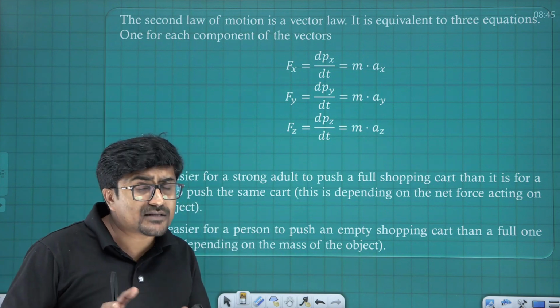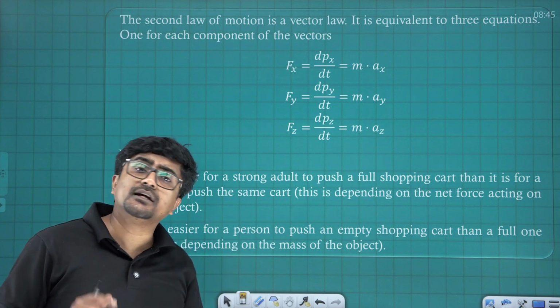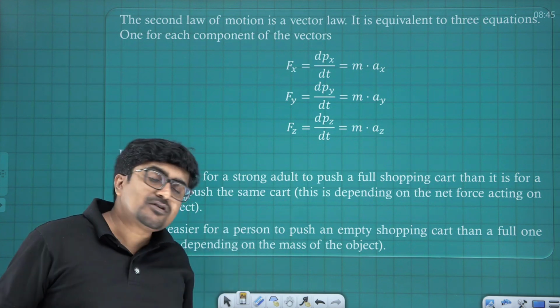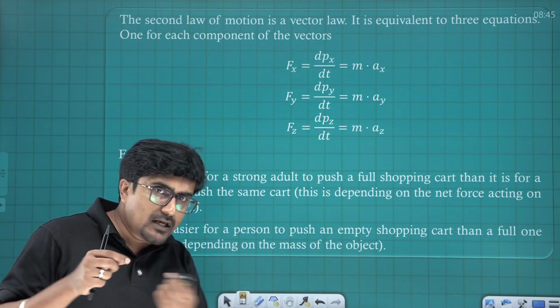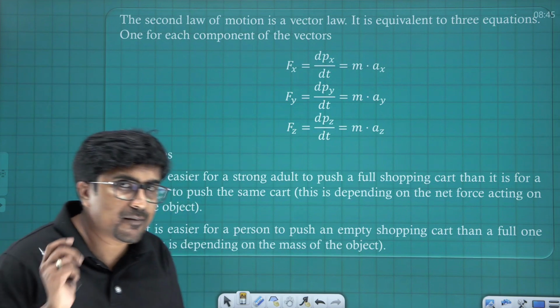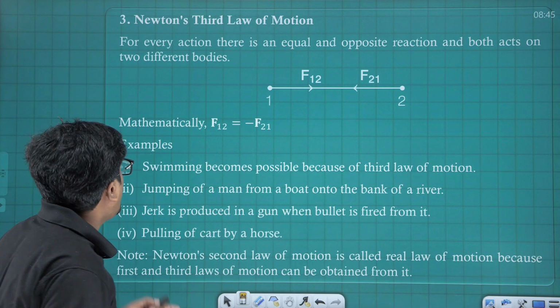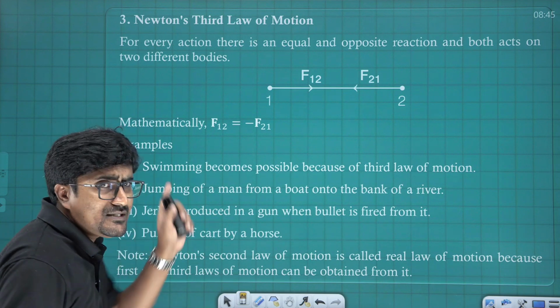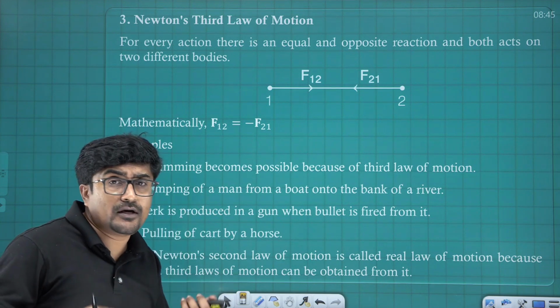Force along x-axis is rate of change of linear momentum along x-axis. Force along y-axis is rate of change of linear momentum along y-axis, and force along z-axis is rate of change of linear momentum along z-axis as well. All right. Next is Newton's third law.